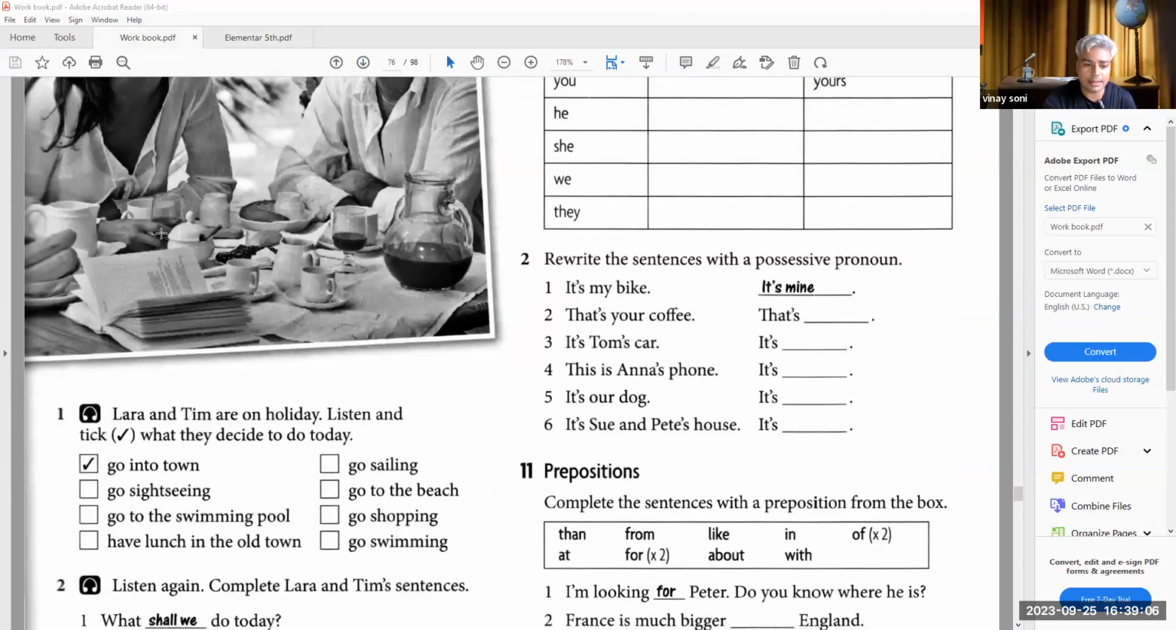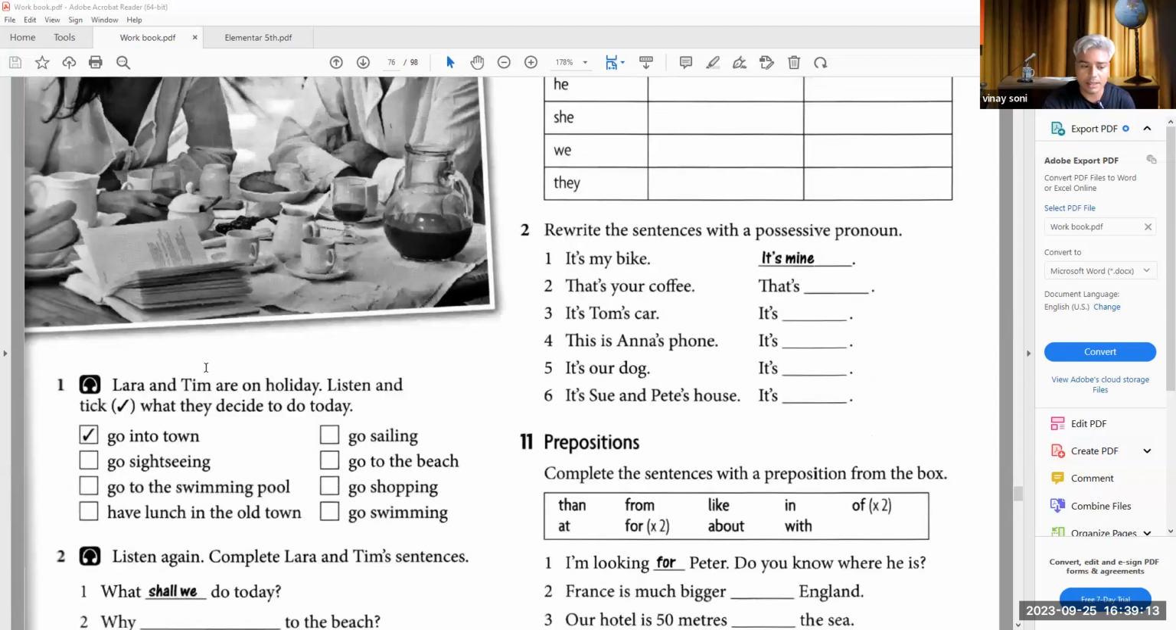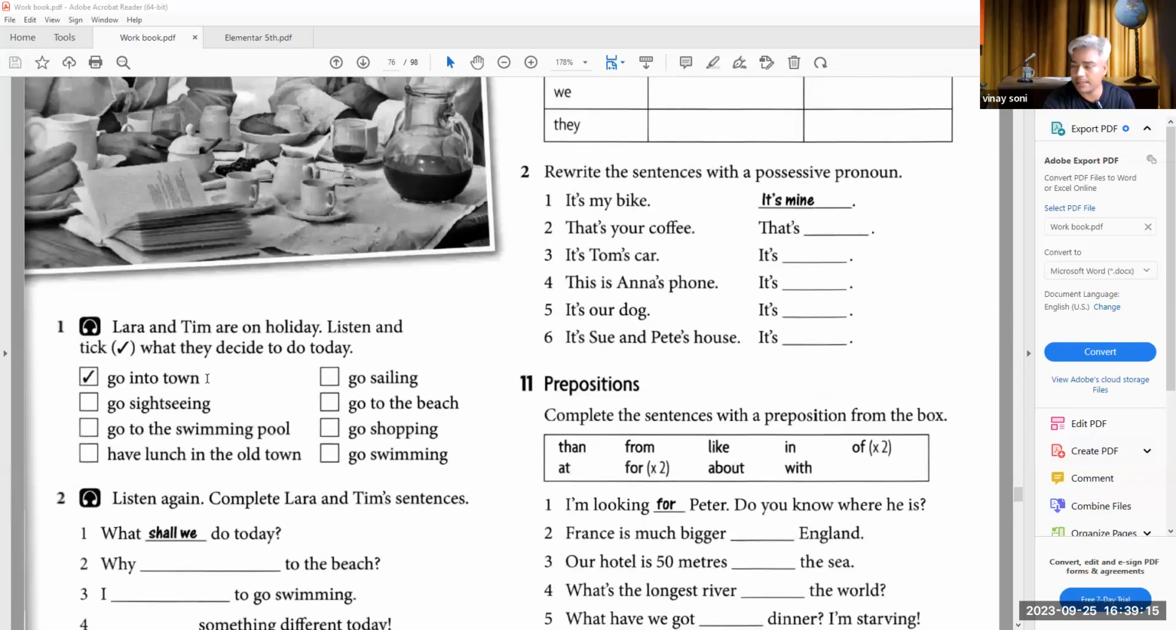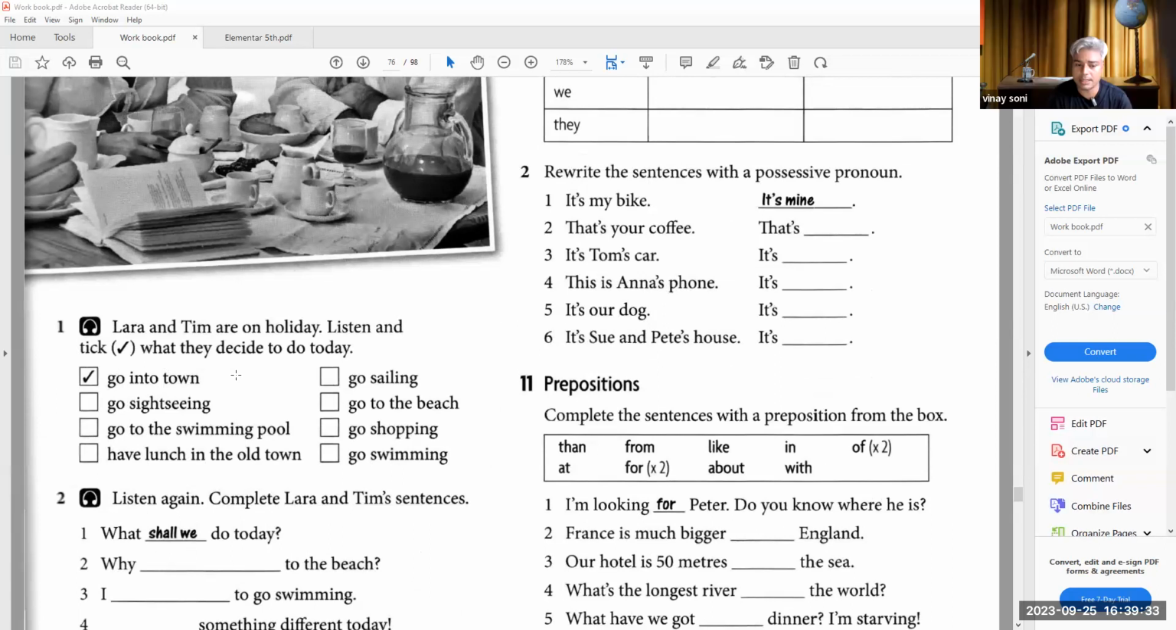Okay, they are Lara and Tim. They're on holiday. Listen and tick what they decide to do today. So tell me, what do they decide to do today? They decide to go into town. One has been ticked for you. What about the rest? Do they decide to go sightseeing? No, they don't. Next, do they decide to go to the swimming pool? So they decide to go to the swimming pool.